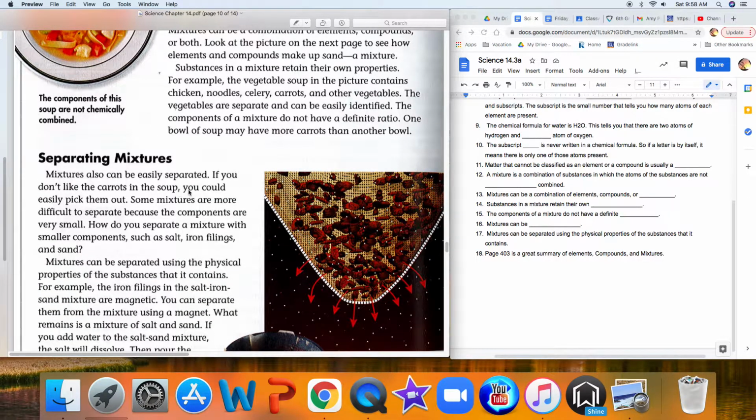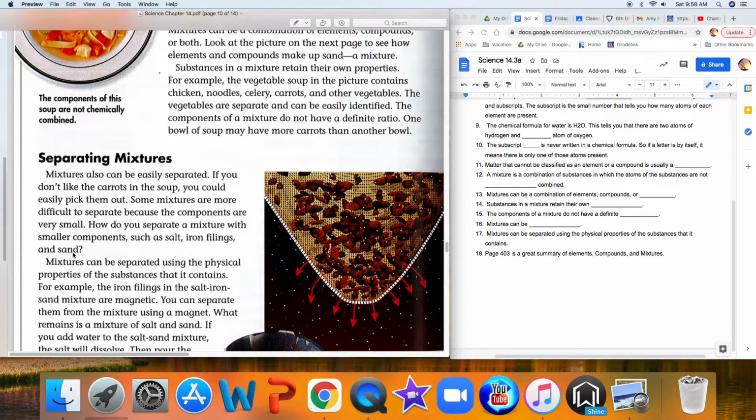If you don't like the carrots in the soup, you could easily pick them out. Some mixtures are more difficult to separate because the components are very small. How do you separate a mixture if you have smaller components? What happens if I mix salt? I took a piece of iron and I shaved it down. Those are iron filings. So really small pieces of filings. So think of salt, think of iron, the same size as salt, the same size as sand.